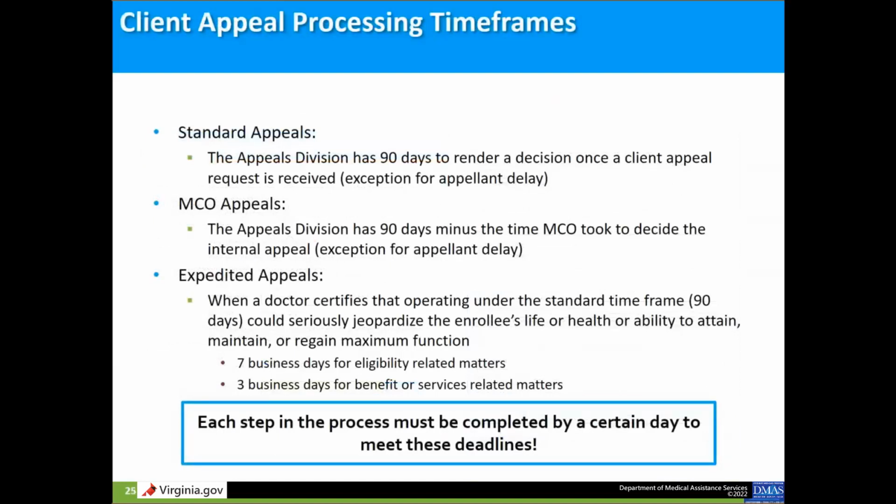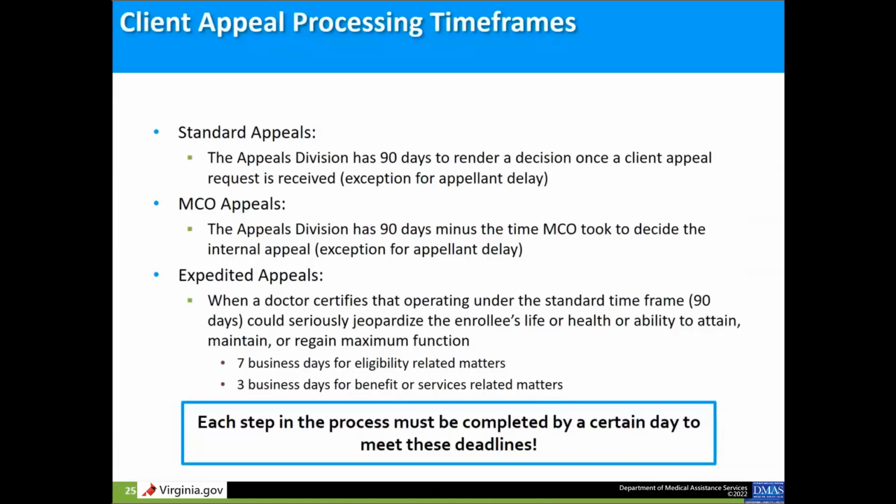Under the Code of Federal Regulations at Section 431.244, the Appeals Division has 90 days to issue a decision unless the appellant requests a delay or fails to take another required action. We also receive an extension for administrative reasons or emergencies beyond the agency's control. When the appellant causes the delay, we calculate a new deadline using a set formula which has resulted from a consent decree from a federal court case. MCO appeals operate under the same deadlines, but DMAS's 90-day deadline runs from the date on which the appeal was originally filed with the MCO.